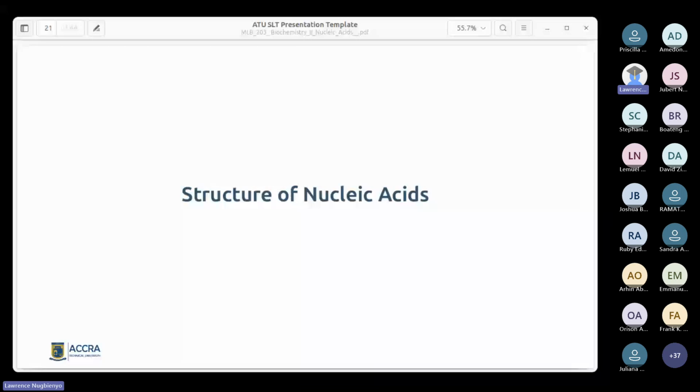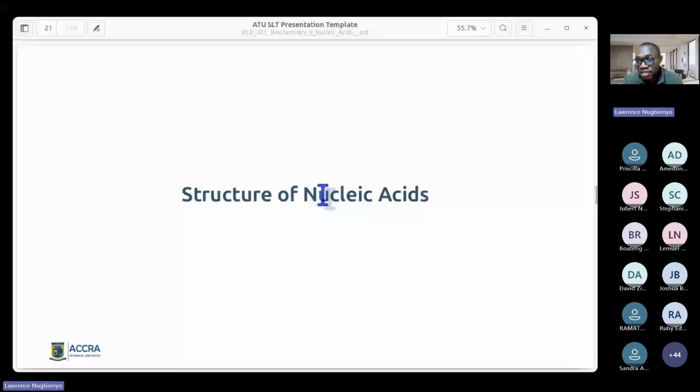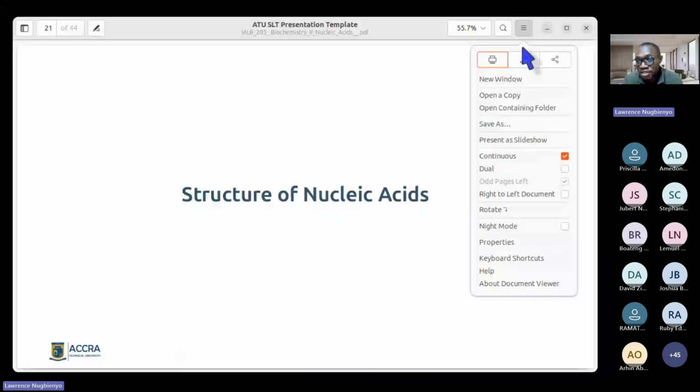We'll continue today on that, now bringing the monomers, which are the nucleotides, together to form a nucleic acid chain. So we are continuing with more complexity. And then we'll end it on structure today.